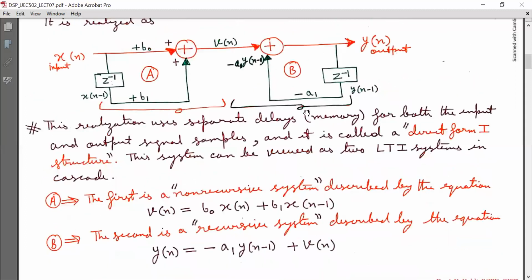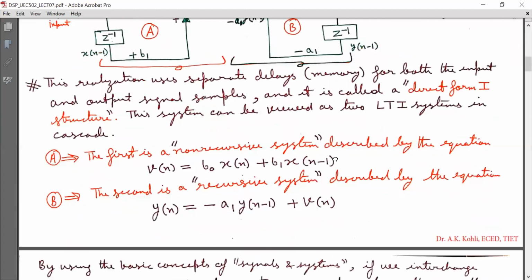Looking at A and B, it is clear that the first LTI system A is a non-recursive system described by the equation v(n) is equal to b0 x(n) plus b1 x(n minus 1) from this loop. The second LTI system B is a recursive system, described by equation y(n) equal to minus a1 y(n minus 1) plus v(n). This is non-recursive, this is a recursive system. Direct form 1 structure.